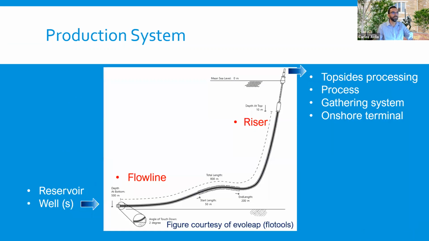So here's a typical production system. From left to right, the natural flow starts from the reservoir and the wells, and then goes into a typical subsea flow line and a riser. Then these fluids will be handled either offshore in a topside processing platform or in a processing facility. Maybe this is an onshore facility in a gathering system or an onshore terminal.